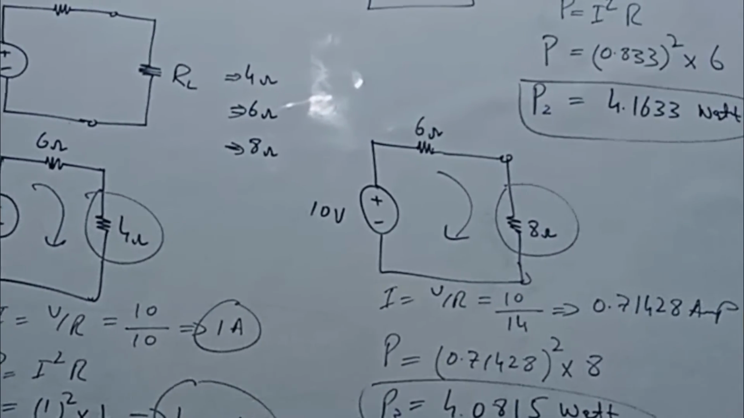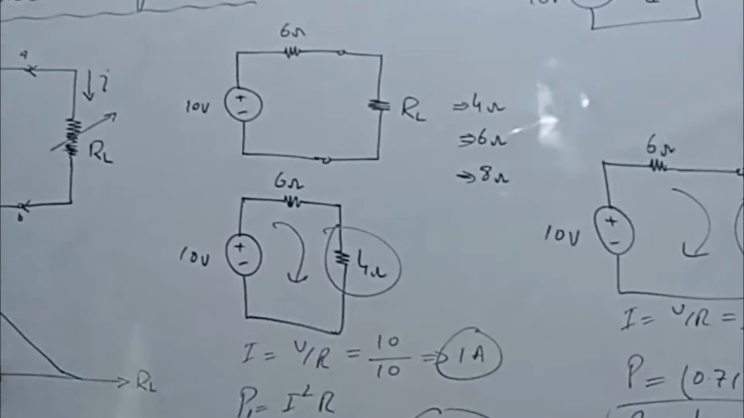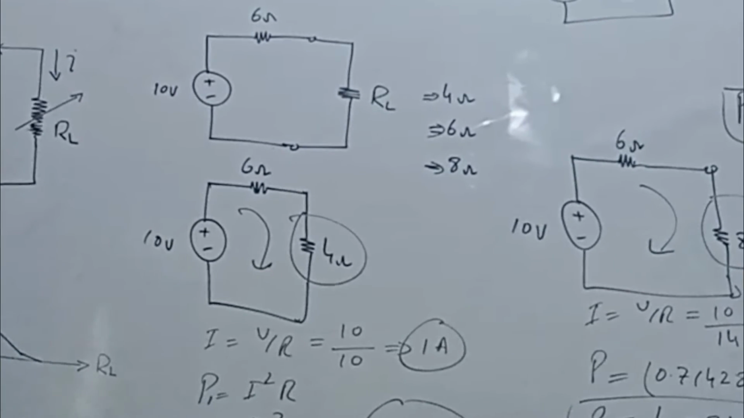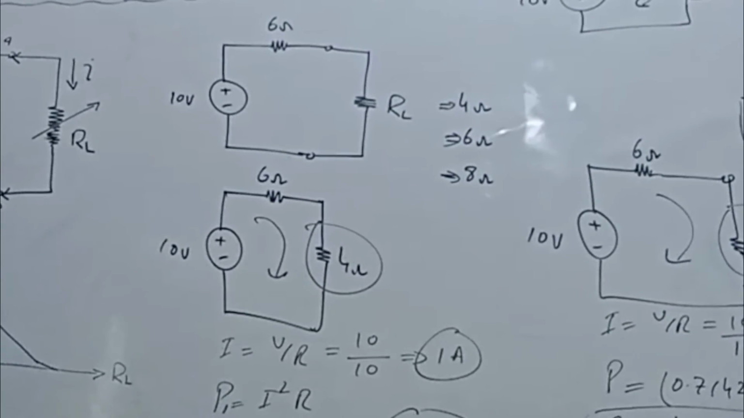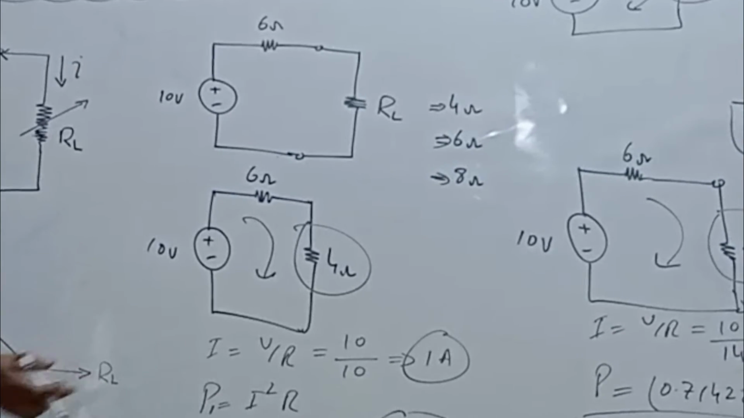When the load is decreasing, power will be decreasing. When it is increasing, power will also be decreasing. At one point the maximum power will occur, where Rth is equal to RL. This is the value of RL.